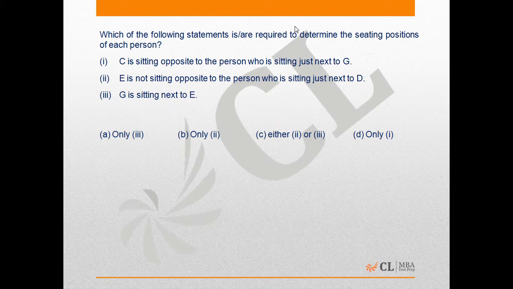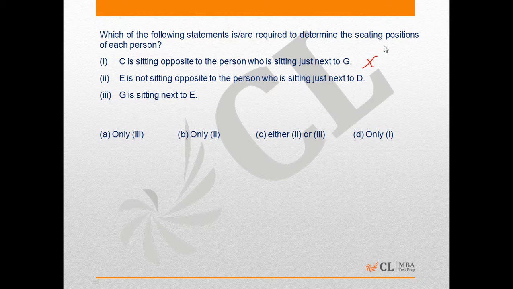In the last question of this set, it is asking which of the following statements is required to determine the sitting position of each person. We have got the sitting position of each person except B and E. So let's check the statements. C is sitting opposite to the person who is sitting just next to G. The person who is sitting opposite to C is either B or E, and both of them are sitting adjacent to G, which is already known to us. Therefore this statement would not enable us to determine what the question is asking.